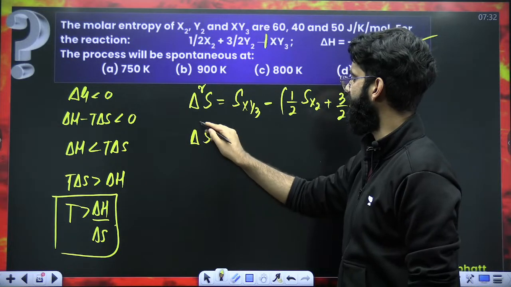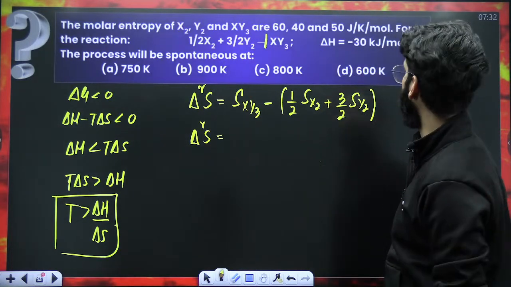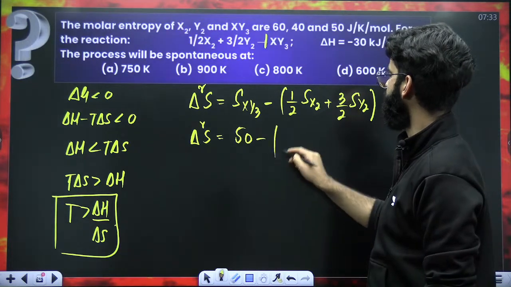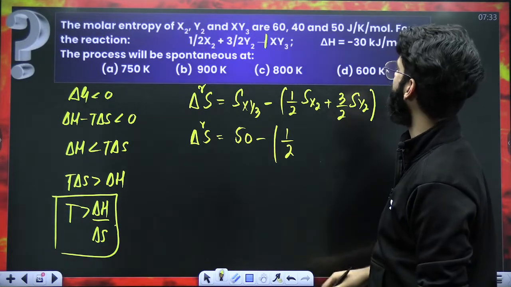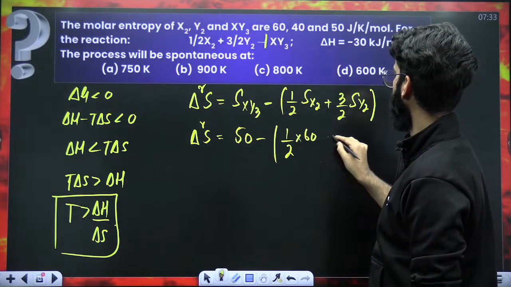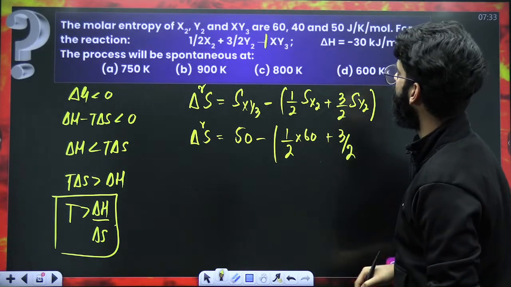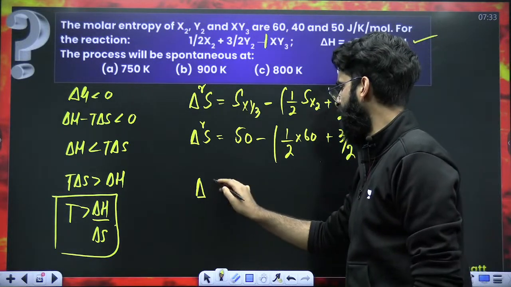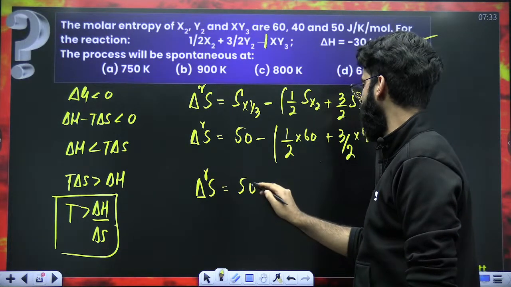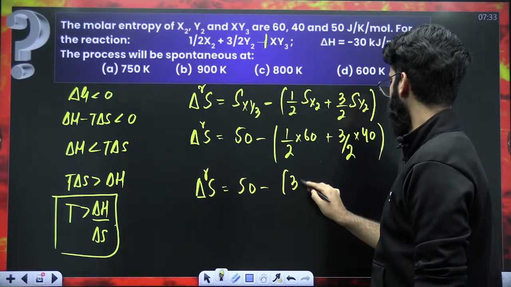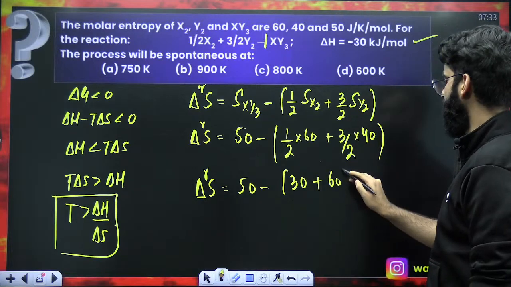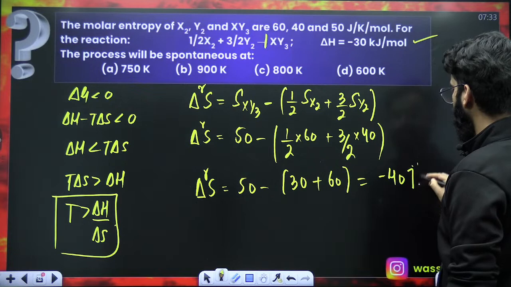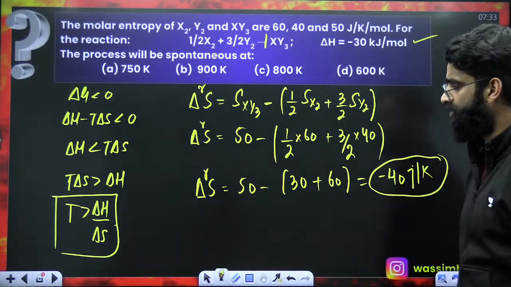So delta S for the reaction will be equal to... What is the entropy of XY3? Entropy of XY3 is 50 minus half of entropy of X2, which is 60, plus 3 by 2 times entropy of Y2, that is 40. Correct? So entropy change of the reaction is 50 minus, this will be 30 plus, this will be 60. So 90 minus 50 comes out to be minus 40, so minus 40 joules per Kelvin. This is the entropy change of the reaction.